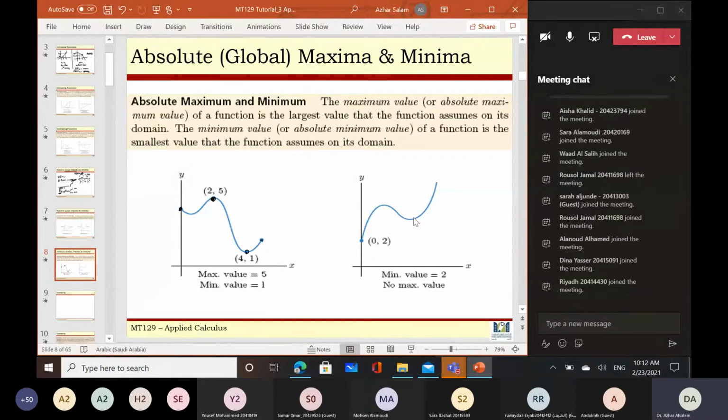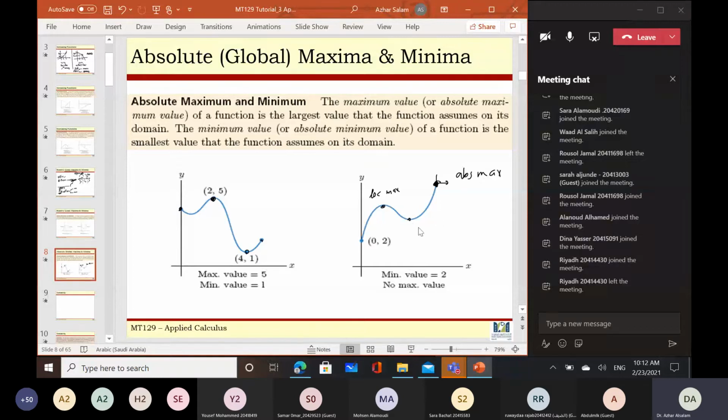Okay, for example, here in this function, this is a local maximum, okay? But at certain point, let's say here that I stopped here. This is an absolute maximum, which is the end point. Also for the minimum, this point is a minimum, and it's a local minimum. Since I have another value at the end point, this is the absolute minimum.